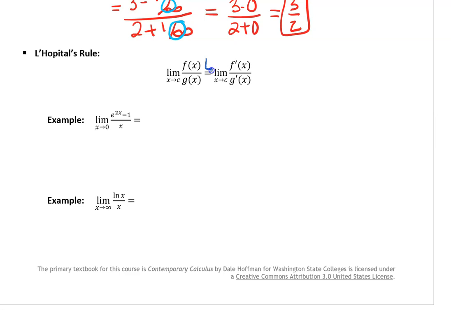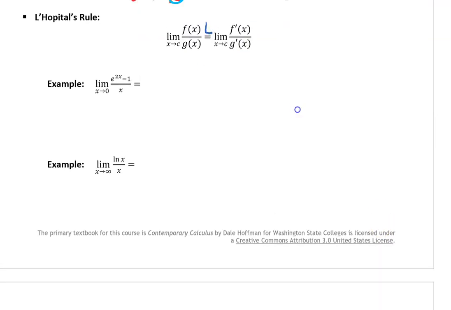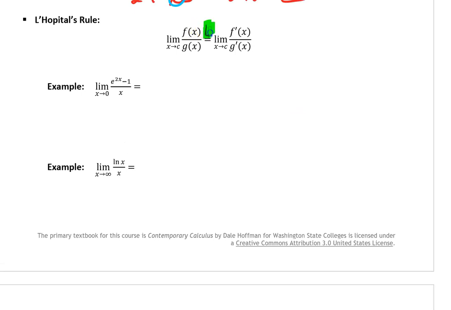Now let me make some comments here. When we are executing L'Hopital's rule, we are going to use this capital L. This is signifying why your function is changing. This derivative is just the derivative of the numerator divided by just the derivative of the denominator. It is not quotient rule.